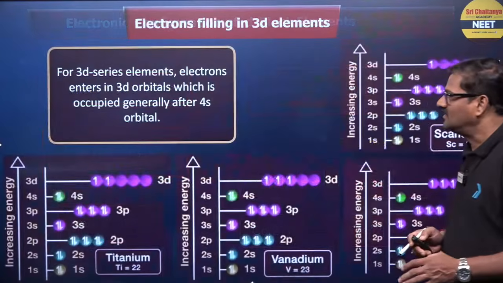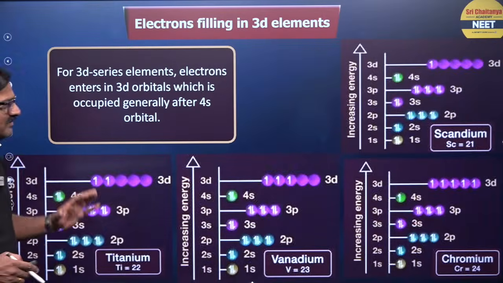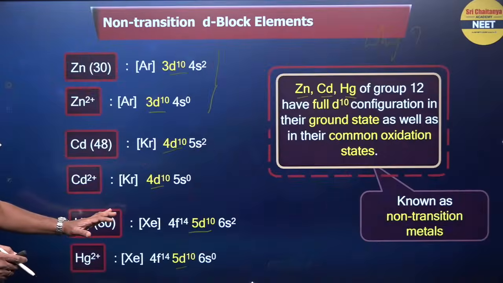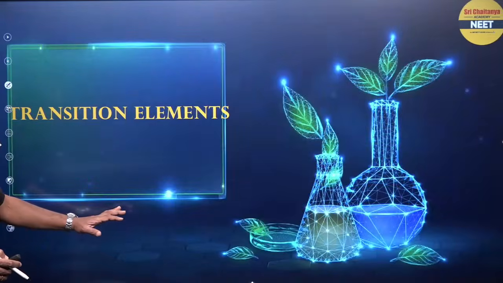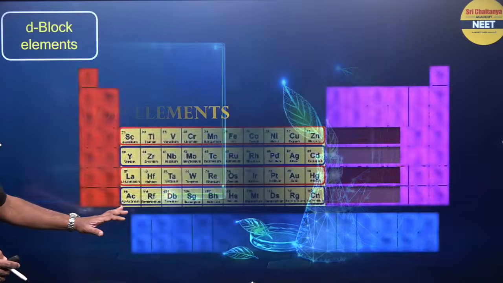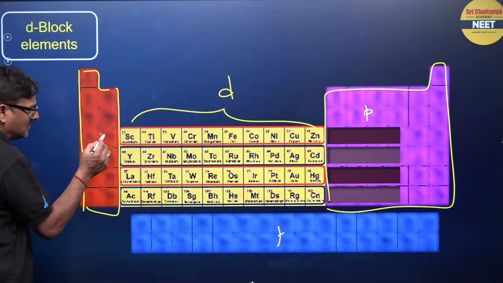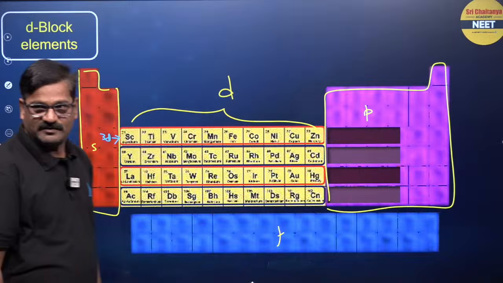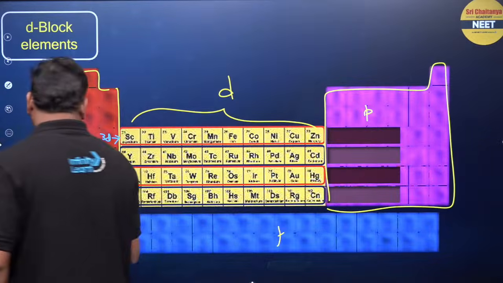And you can see here for 3D series elements, the d orbitals are being filled. In the entire transition series, you can see in this periodic table, scandium to zinc, 3D orbitals are being filled. So that is called the first transition element, that is called the 3D series.